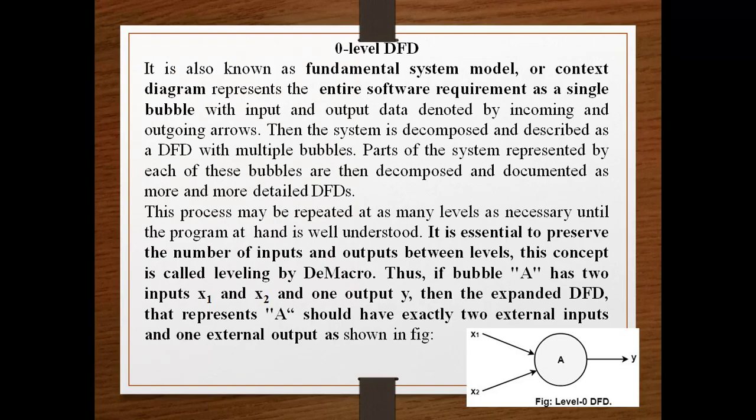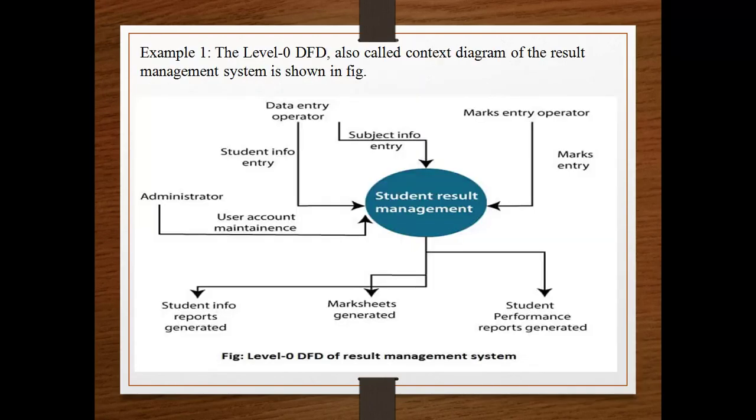It is essential to preserve the number of inputs and outputs between the levels. Now this is a punchline, remember it. This concept is called leveling of DeMarco. So you have to remember, if you have one input and two outputs, then it should be the same way till the end. So if bubble A has two inputs, x1 and x2, and one output y, then the expanded DFD will have exactly the same two external inputs and one external output. You should remember this for future studies.